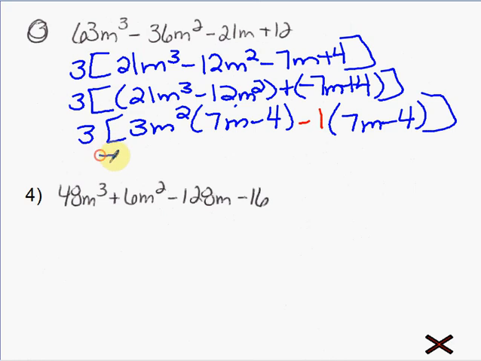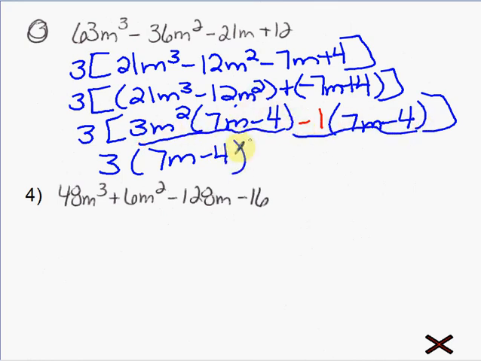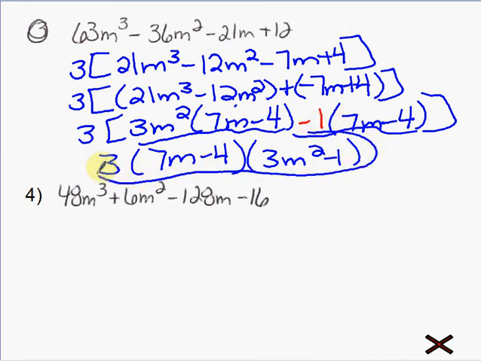And so my final answer is going to be 3 times the quantity 7m minus 4, because that's what each piece has in common right here. Okay, and then what's left from each piece? Well, there's a 3m squared left, and there's a minus 1 left, so that goes in my last quantity there as my final answer.